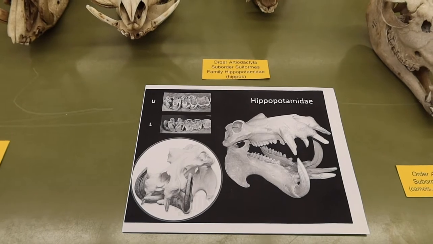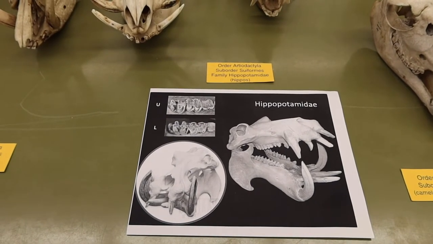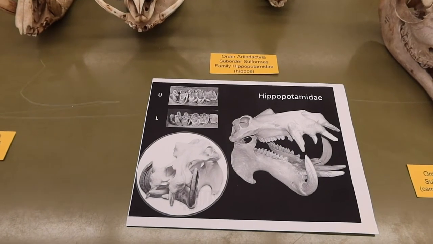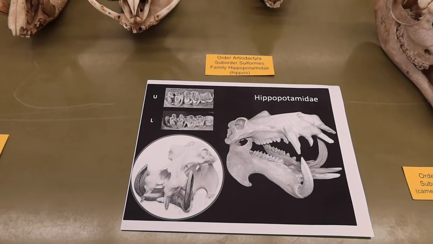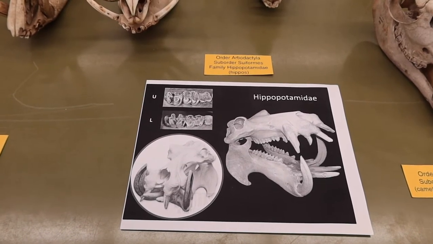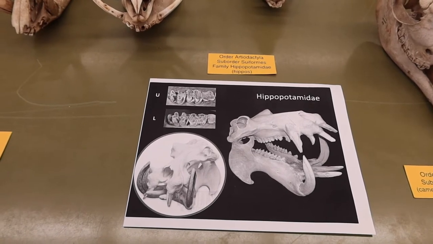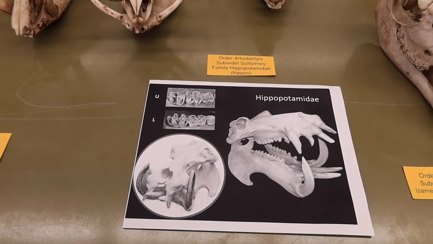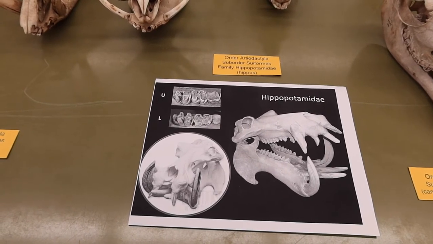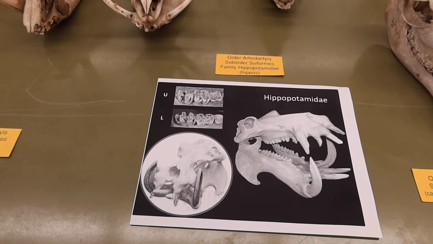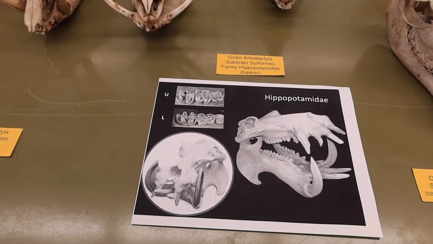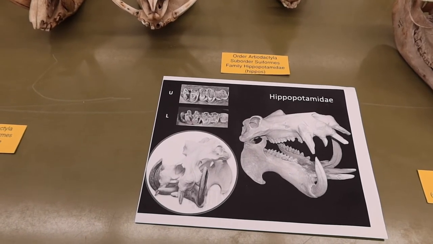Still within the suborder of suiformes, this is our family Hippopotamidae, and these include hippos. They are found in the Ethiopian faunal regions. There's two species. There's the common hippopotamus and the pygmy hippopotamus. They graze on grasses along rivers, and they are not ruminants. They live in groups of up to 40 individuals. They're nearly hairless, and they secrete something called blood sweat, and it's to protect them against sunburns and acts like an antibiotic. They have bunodont cheek teeth.